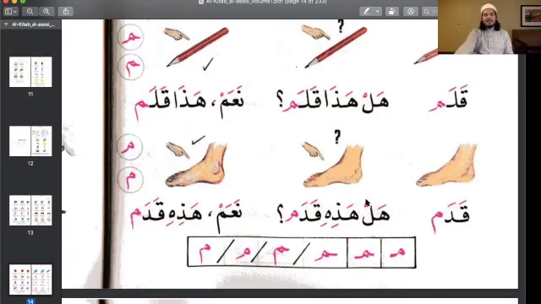So, does anyone have an idea why هذه قدم? Why is قدم mu'annath, why is it feminine? It's a body part. Close, but anf was masculine. You are right. That is true.